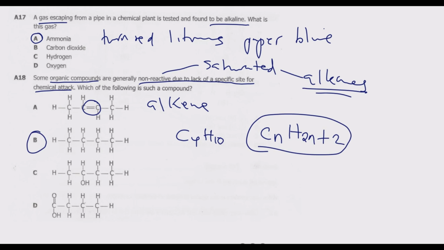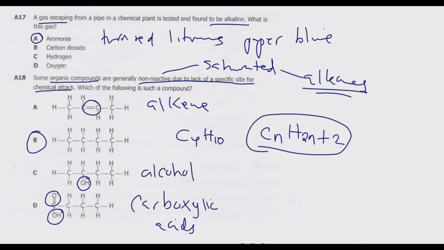If you look at C, because of this hydroxyl, this is an alcohol. Then this one, because of this hydroxyl and the double bond between oxygen and carbon, this is carboxylic acids. So just to note, you need to note what is special about alkanes. So alkanes, basically, they are saturated. Why are they saturated? Because of their single bond. Okay, so their single bond is so strong that they are fairly non-reactive, or they are fairly unreactive.